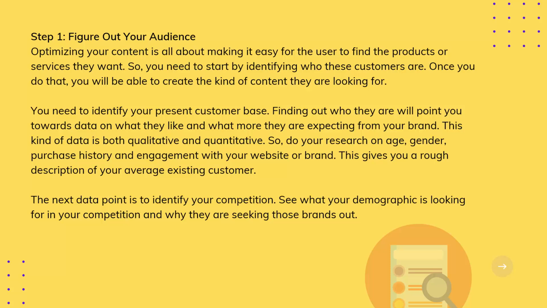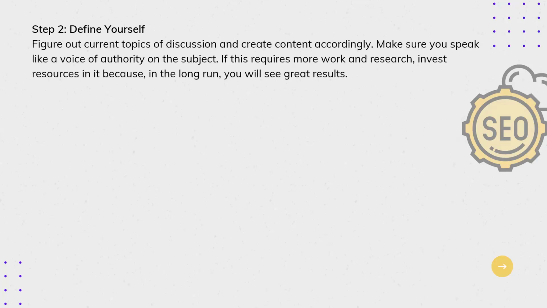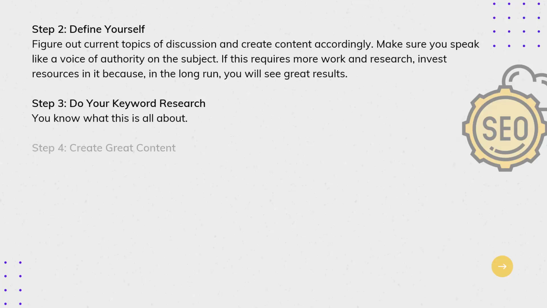Step 2. Define yourself. Figure out current topics of discussion and create content accordingly. Make sure you speak like a voice of authority on the subject. If this requires more work and research, invest resources in it, because in the long run, you will see great results. Step 3. Do your keyword research. You know what this is all about. Step 4. Create great content.